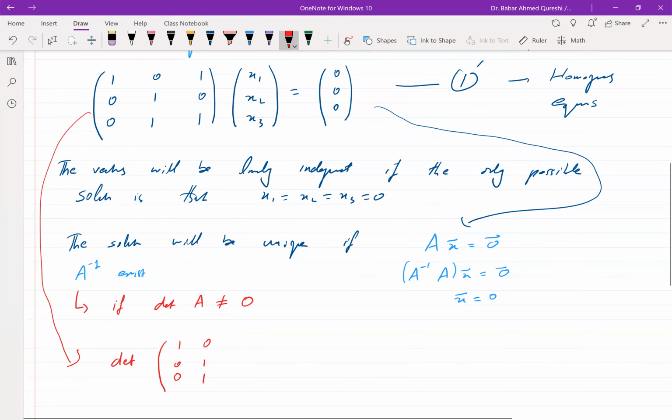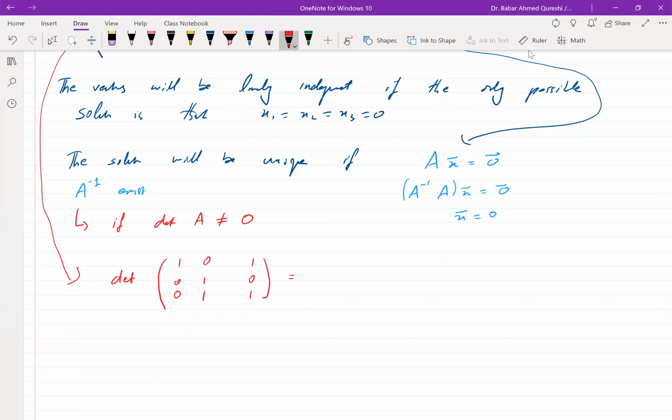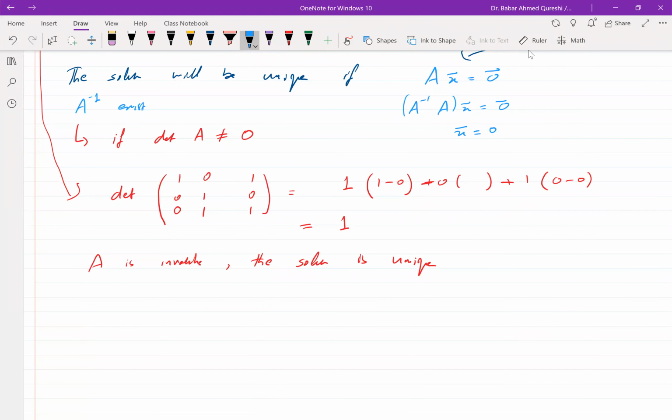Zero, one, one, one, zero, one. So the determinant is one times one minus zero, plus zero times some terms which go away, minus zero times, then plus one times zero minus zero. So the determinant is equal to one. So that means A is invertible. The solution is unique. And therefore, the vectors are linearly independent.